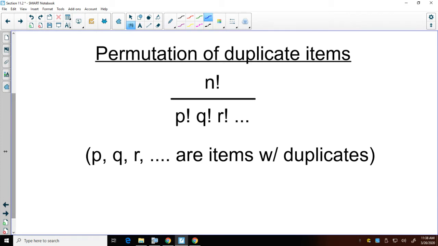And so on top, you've got the n factorial, the total. And then down below, you've got p factorial, q factorial, r factorial, and it can keep going and going and going. That's why those dots are there. So all that those mean down below is those are the items that are duplicates. Okay? Those are the items that are duplicates.